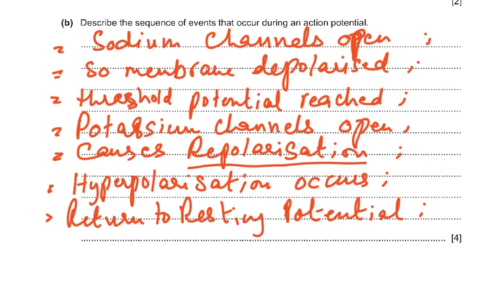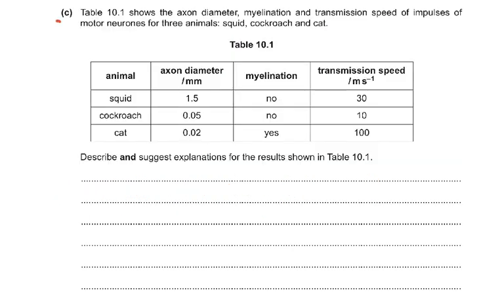So sodium channels open, so membrane depolarized, threshold potential reached, potassium channels open, causes repolarization, hyperpolarization occurs, return to resting potential. So all these points, and any 4 of these got you your 4 out of 4. And then we come to the last part of the paper and the last part of the question.